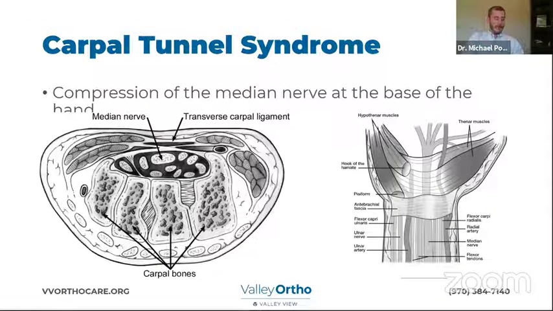When folks think about hand and wrist pain, I think often the first thing that comes to mind is carpal tunnel syndrome. Carpal tunnel is certainly one of the most common conditions that I see and treat. So what is it? Put simply, it's compression of the median nerve where it enters the palm of the hand.